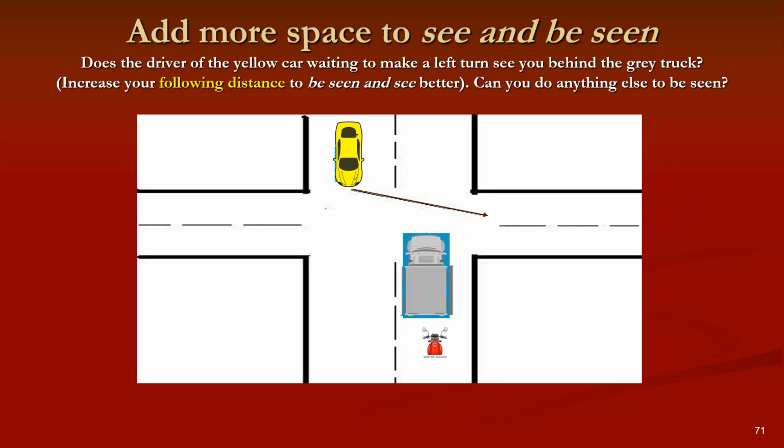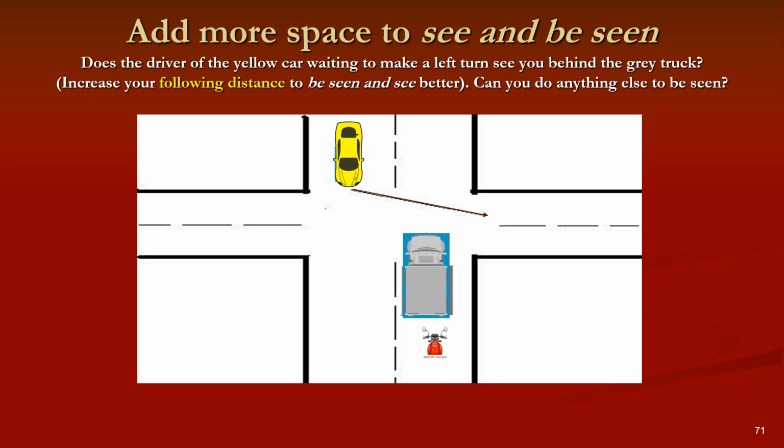Here we've got a situation where there's a motorcycle behind a truck and there's an oncoming yellow car waiting to make a left turn. So let's ask a couple of questions here. Number one, does the driver of the yellow car see the motorcycle? Number two, does the motorcycle see the oncoming car? Well, what's going to happen when the truck goes through this intersection? If this car is in a hurry, it's probably going to go as quickly as possible and hit the motorcyclist. So, what are some things we can do here to avoid a crash?